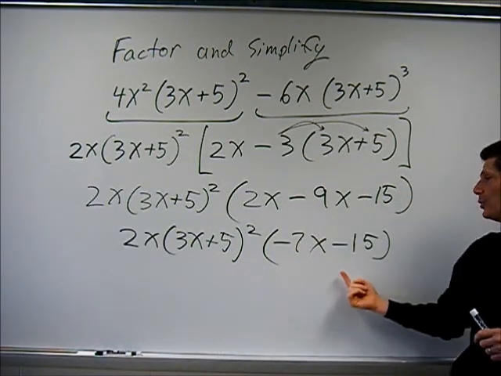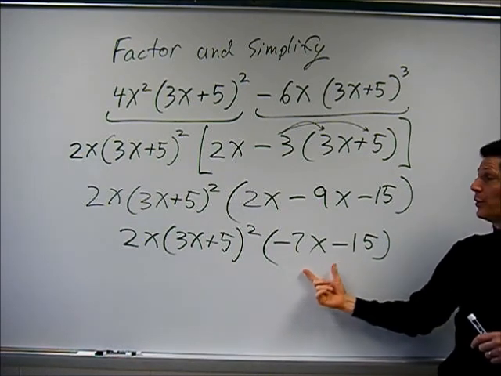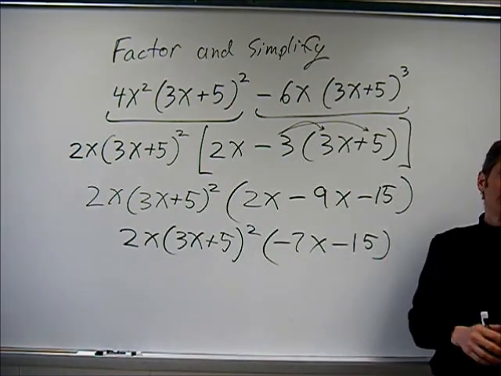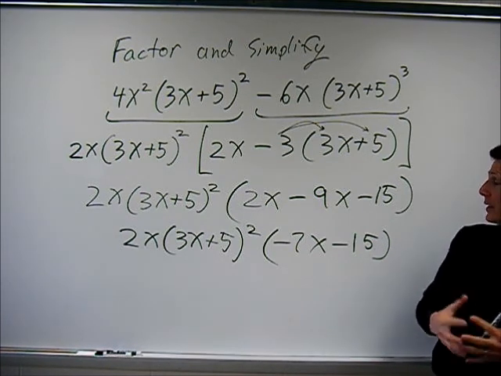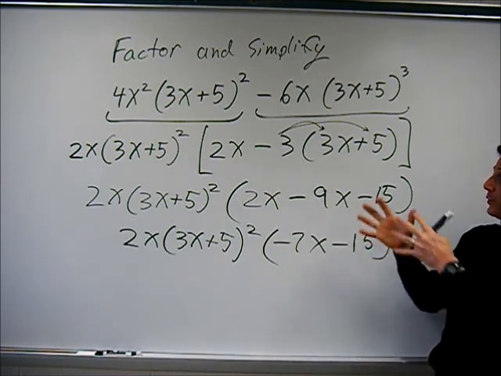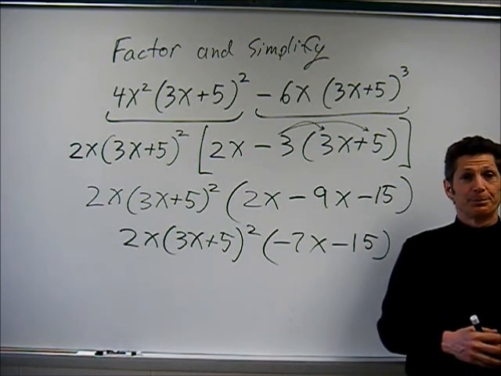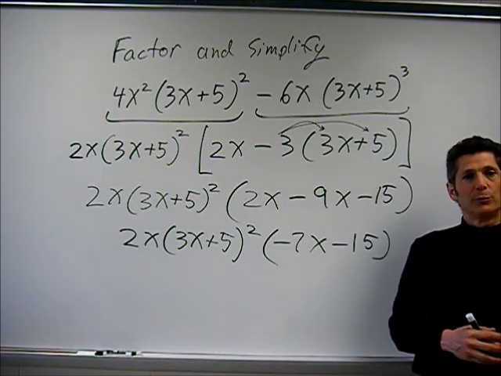I suppose I could bring out the negative from both of these and write it out front. Sometimes you would see that, but it looks a little funny sitting there. But there's really nothing more that I can do. That is fully factored and simplified. And now you have one term. It's one big blob.